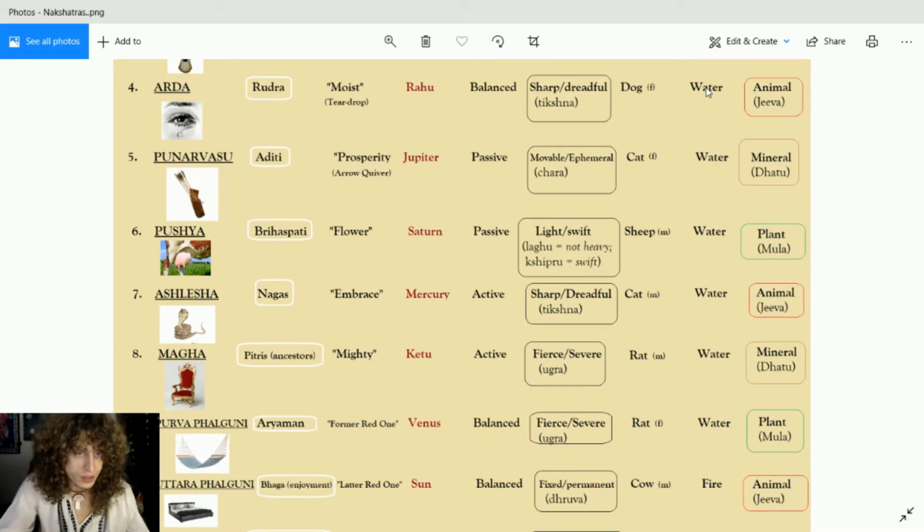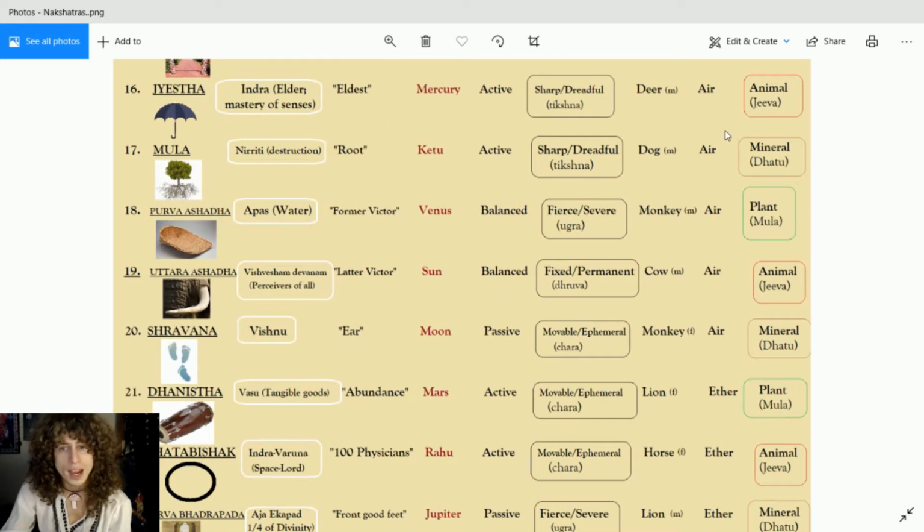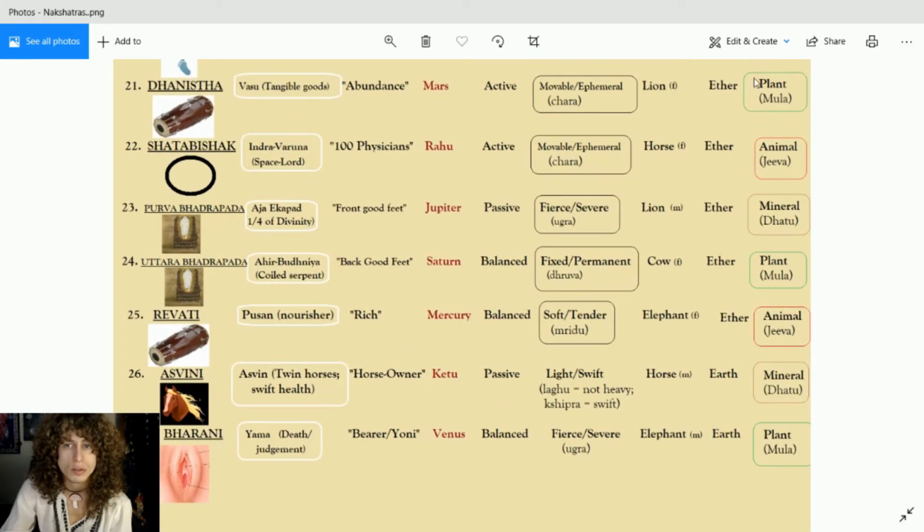Then we start with the water tattvas. Ardra, Punarvasu, Pushya, Ashlesha, Magha, and Purva Phalguni are all considered to be in the water tattvas. Then we have Uttara Phalguni as the fire tattva. Uttara Phalguni, Hasta, Chitra, Swati, Vishakha, and Anuradha are all under the fire section. And then we have air, which is Jyeshtha, Mula, Purva Ashadha, Uttara Ashadha, and Shravana. And then finally there's the ether tattvas, in my darn words. The ether tattvas are contained in the nakshatras of Dhanishta, Shatabhisha, Purva Bhadrapada, Uttara Bhadrapada, and Revati.